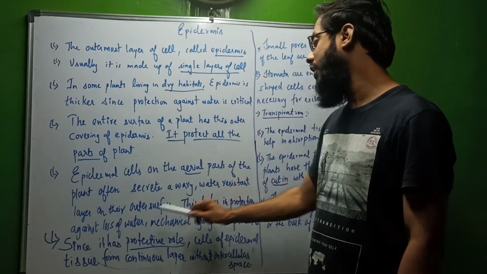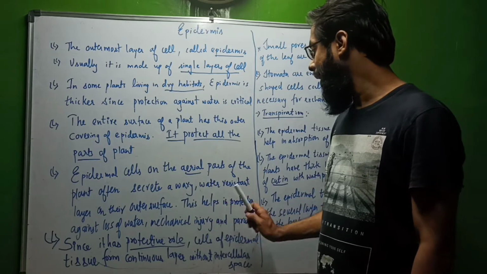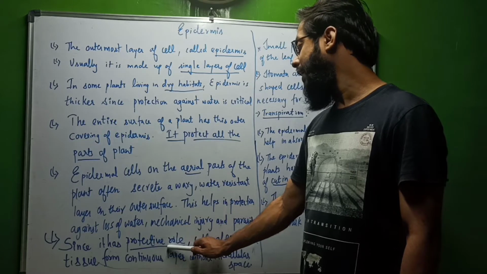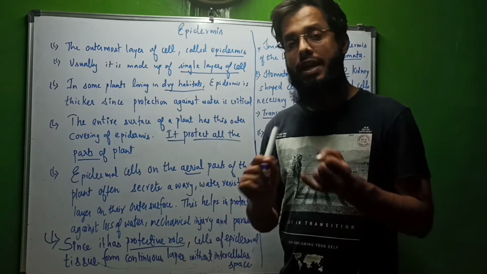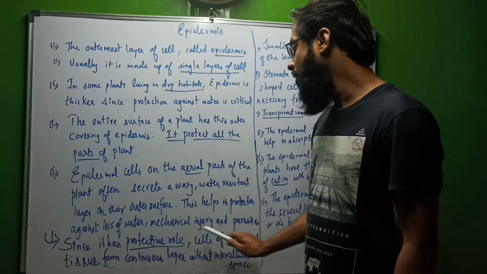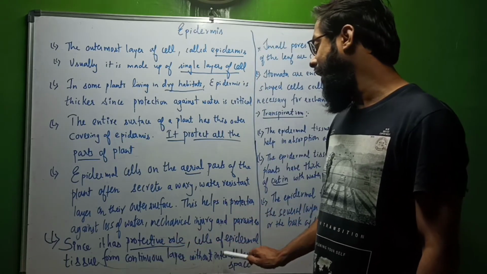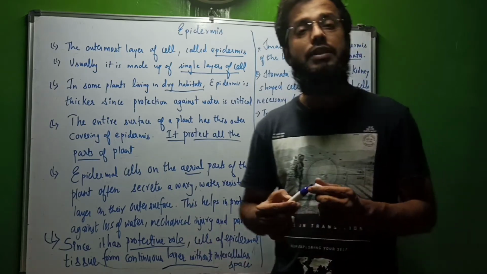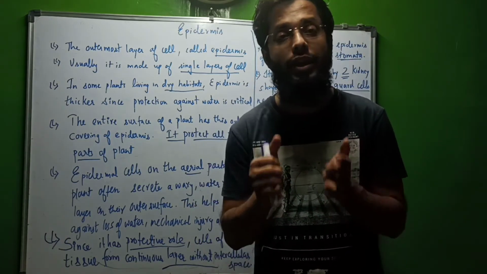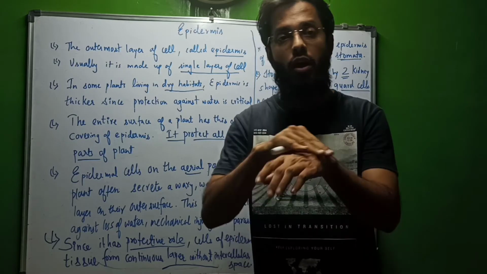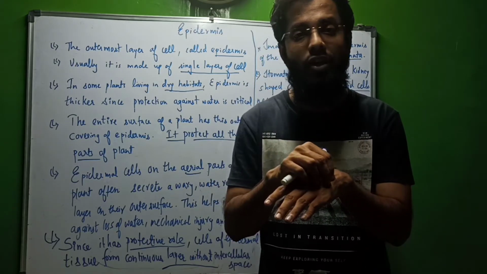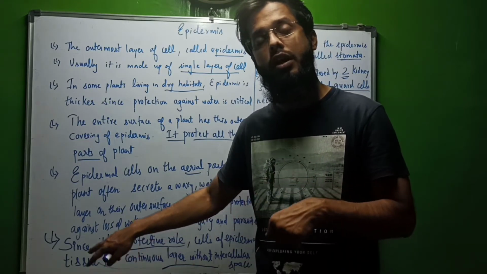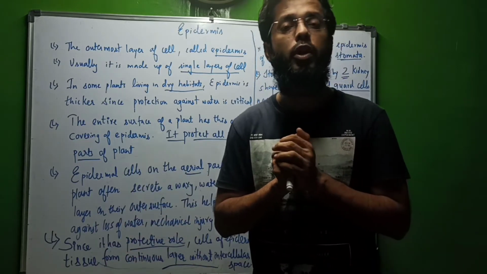This helps in protection against the loss of water, mechanical injury and parasitic invasions. Since epidermis has a protective role, cells of epidermis tissue form a continuous layer without any intercellular space. So just note this down: as epidermis has a protective role, it protects the plants from mechanical injury, from parasitic invasions like fungi, and it also acts as a protective layer to stop the loss of water.